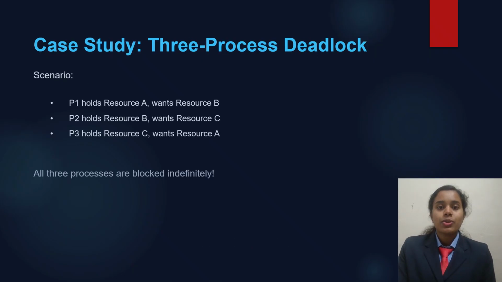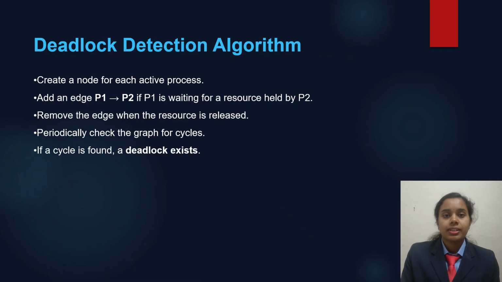Now let us go to a case study, the three process deadlock. Coming to the scenario, there are three processes, that is process P1, P2 and P3. P1 holds resource A and wants resource B, and P2 holds resource B and needs resource C. P3 holds resource C and wants resource A. Here, all these processes are blocked indefinitely.